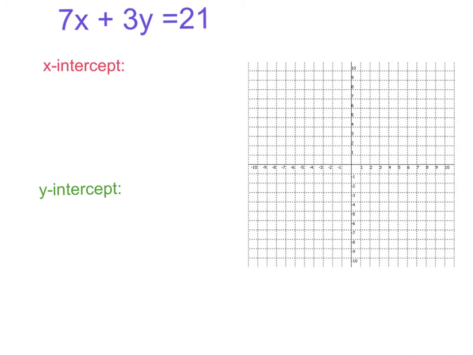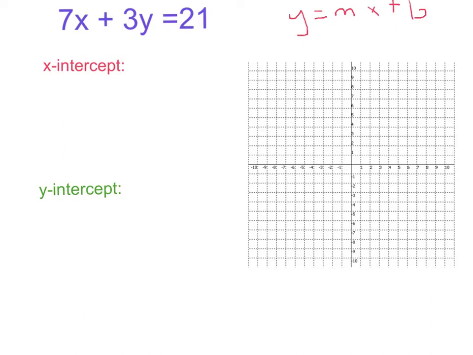So here we have the linear equation 7x plus 3y equals 21, and we're used to graphing lines from equations in the form y equals mx plus b, and when they weren't in that form we would have to solve them for that form. Well, here's another way that you can graph. You can graph these equations without having to solve them in y equals mx plus b form, and that's by finding the x and the y intercepts. So let's go through this process.